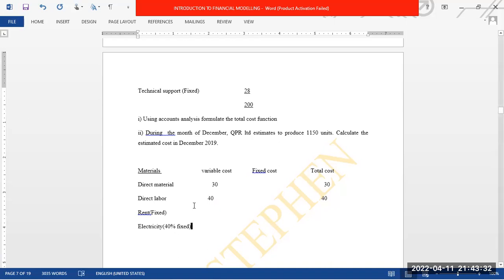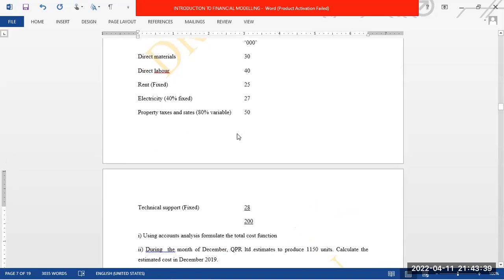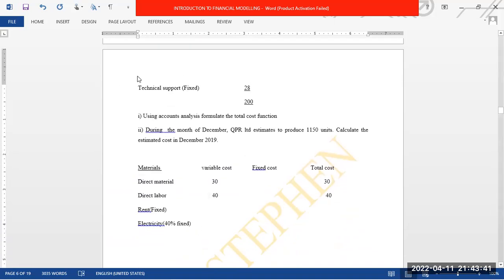So our rent fixed 25, just move it, 25, then you just go up to total cost, 25. Remember, this is fixed.